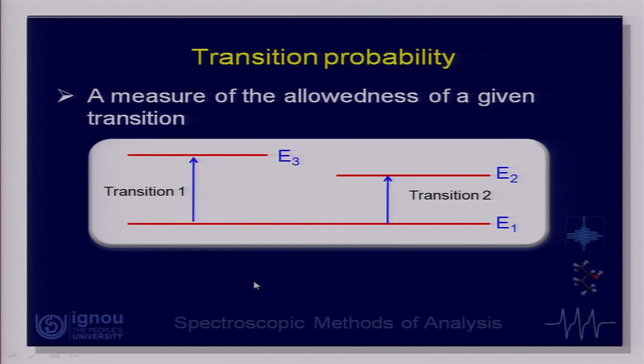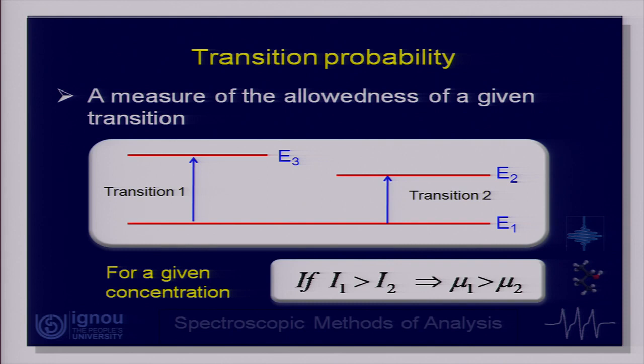Now, if everything else remains the same and if you observe that I1, the intensity of transition 1, happens to be more than I2, that is the intensity of transition number 2, then we say mu 1 is greater than mu 2. That means mu 1 basically is an expression for our transition probability. That means this transition is more probable than this one. That means it is allowed to a more extent than this transition.